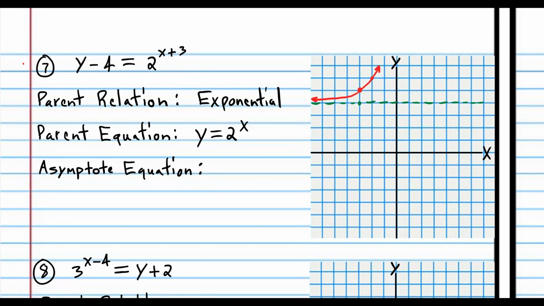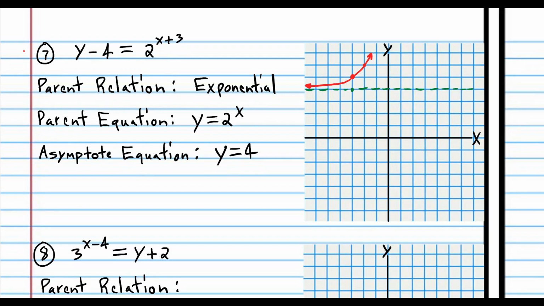So in some ways, these graphs are a little easier to draw. And the asymptote equation is y is equal to 4, because all the y values of the points on this line are 4. On to the next problem.